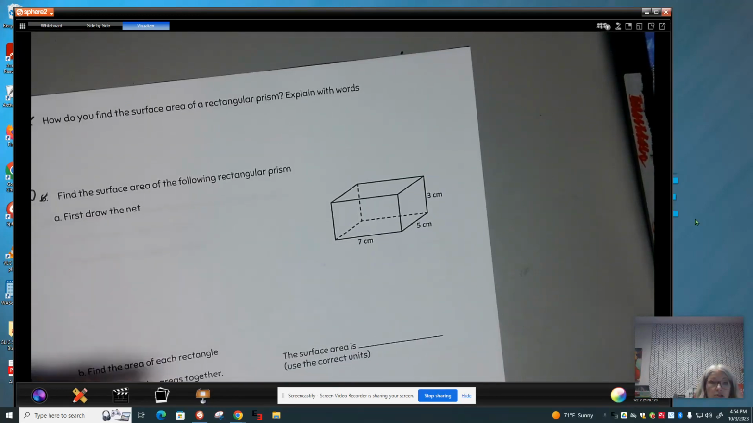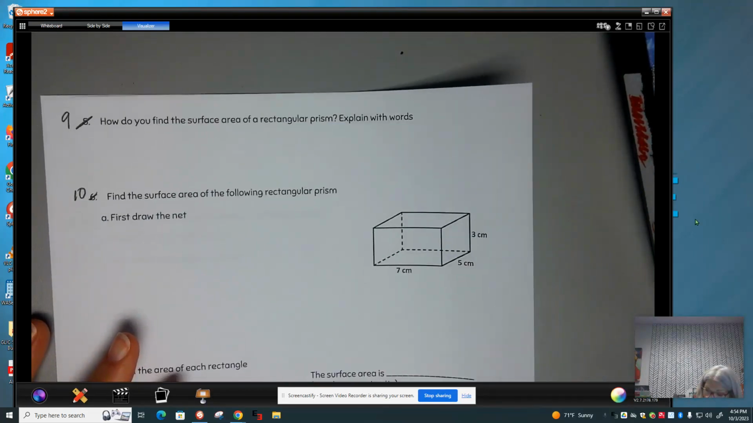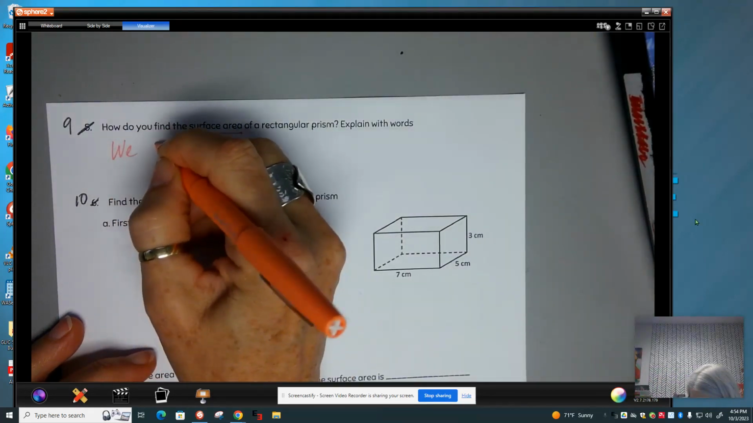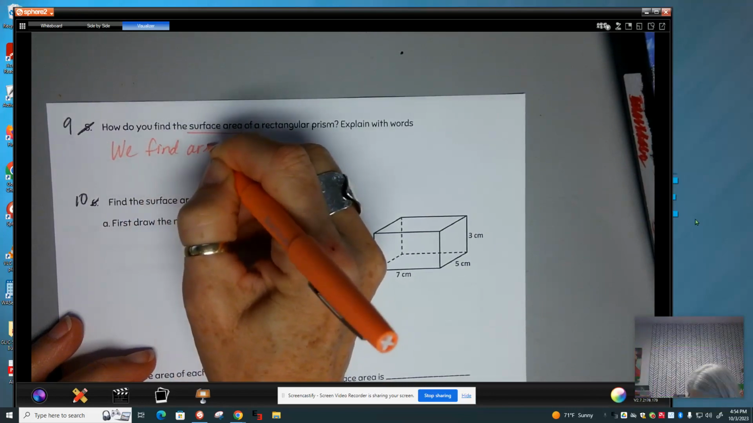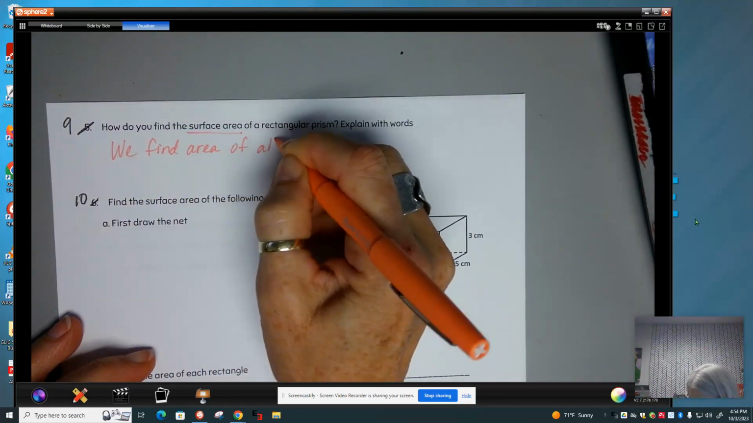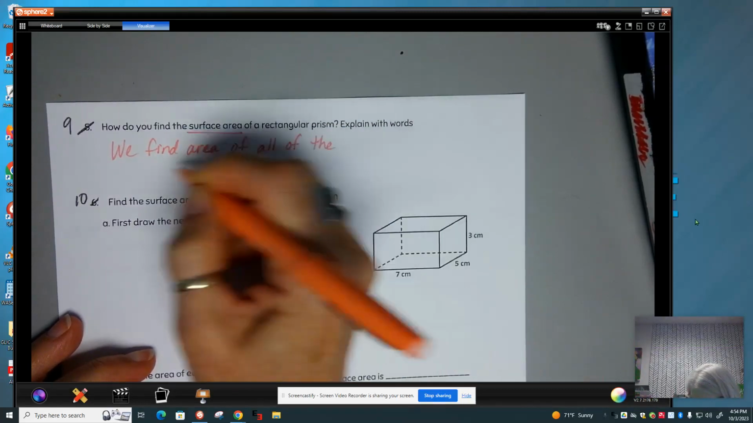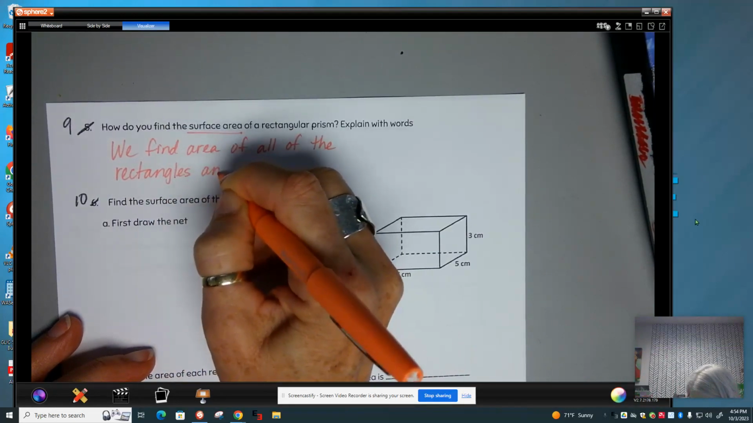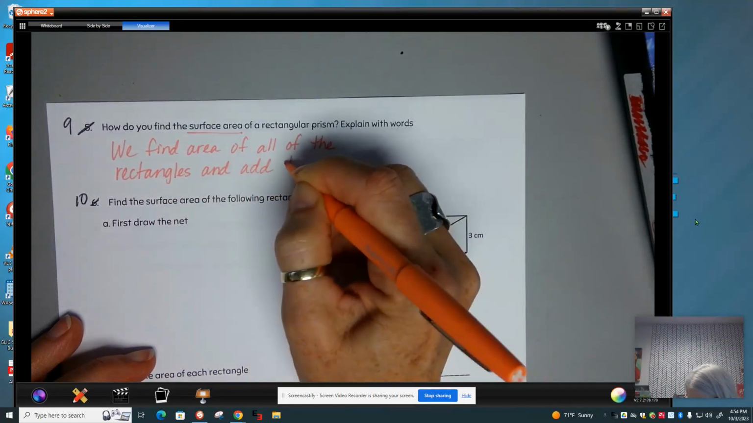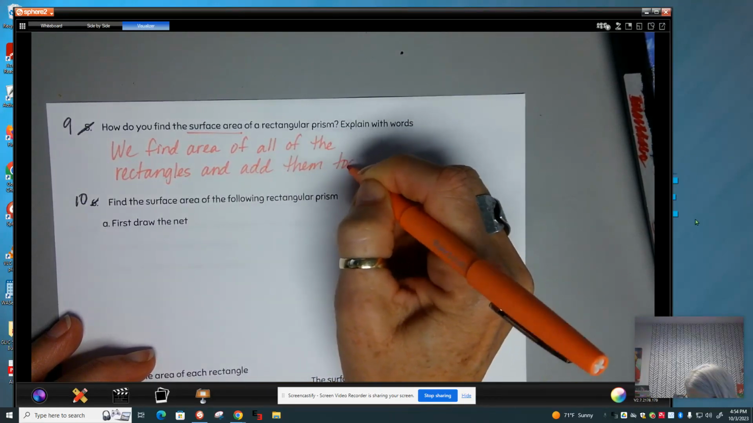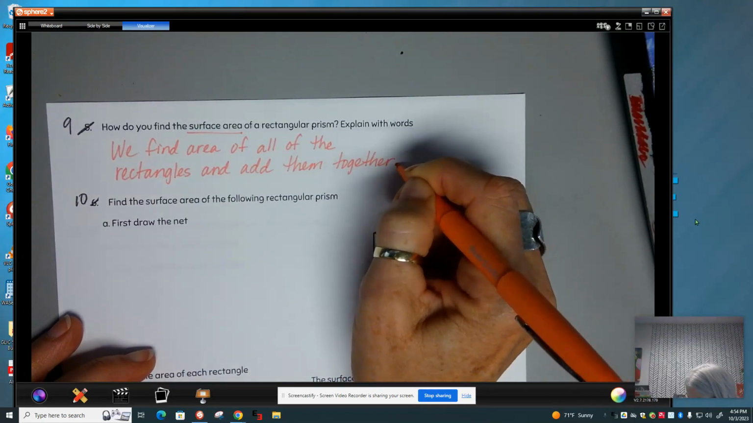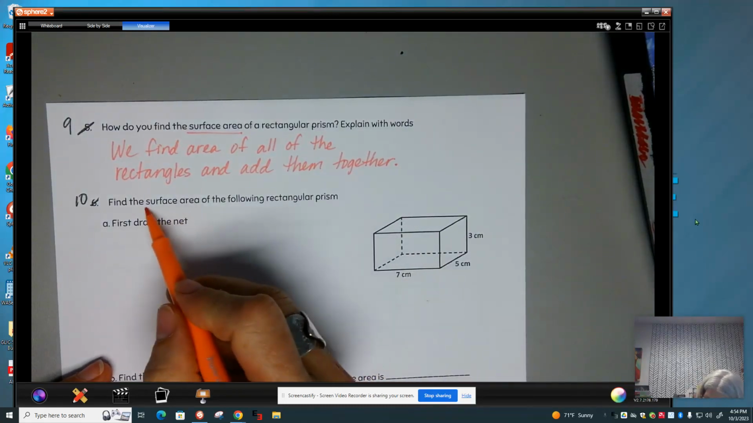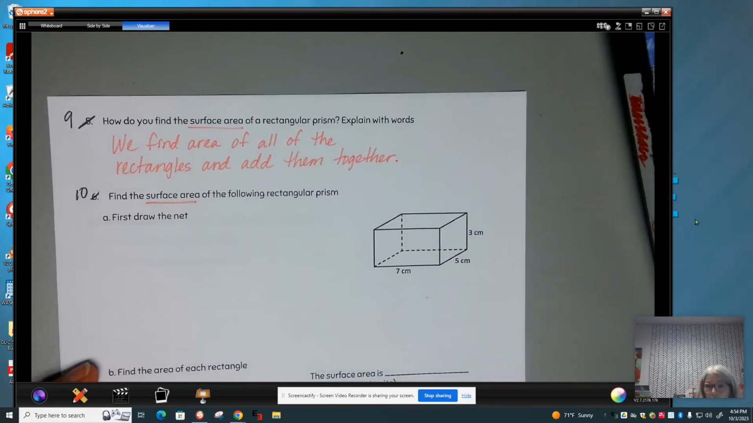Okay, how do we find the surface area of a rectangular prism? Well, surface area means we find the area of all of the rectangles and add them together. So we're going to find the surface area of this rectangular prism. First, we're going to draw the net.